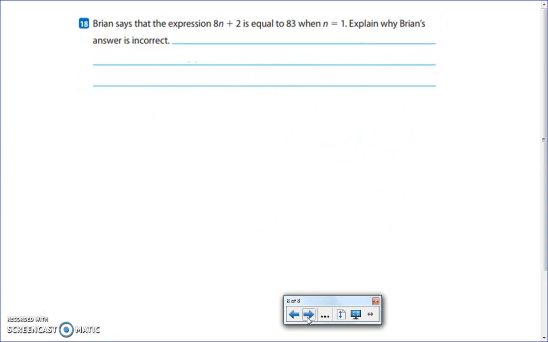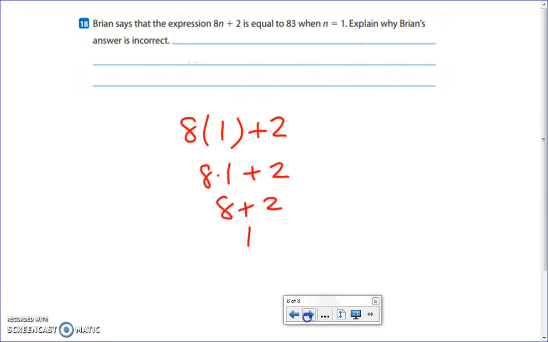Number 18 says that Brian says that the expression 8n plus 2 is equal to 83 when n equals 1. Explain why his answer is incorrect. Well, Brian, unfortunately you are incorrect, and here's why. If n equaled 1 and we substituted for n, putting the value that he believes it to be in there, we would do order of operations. Looking inside the parentheses, there are no operations, so it's not necessary to have the parentheses anymore. I don't see any exponents, so multiply and divide, then add and subtract. Unfortunately for Brian, we only have 10, not 83.